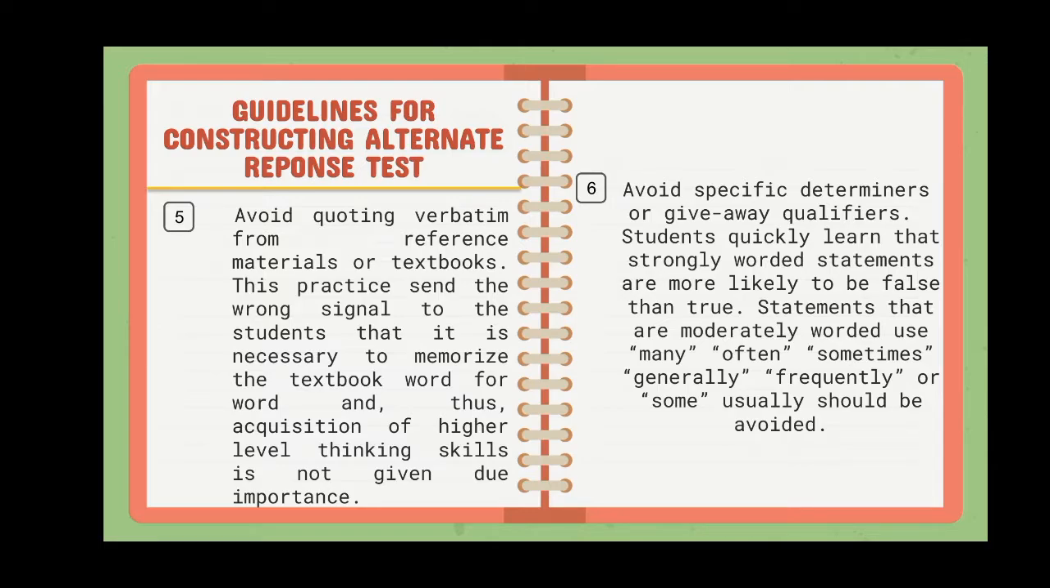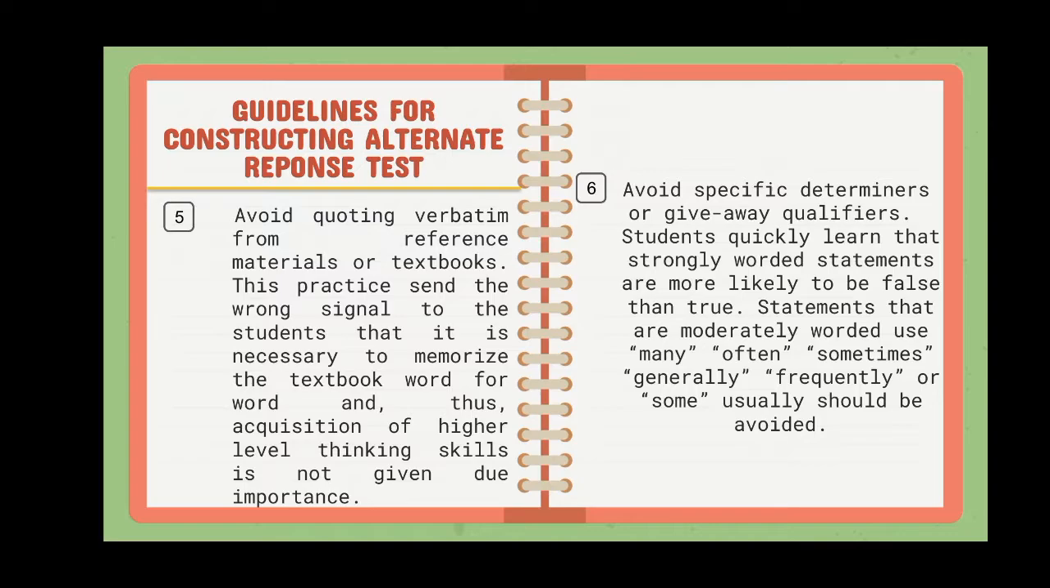Rule number 5. Avoid quoting verbatim from reference materials or textbooks. This practice sends the wrong signal to the students that it is necessary to memorize the textbook word for word and thus acquisition of higher level thinking skill is not given due importance.